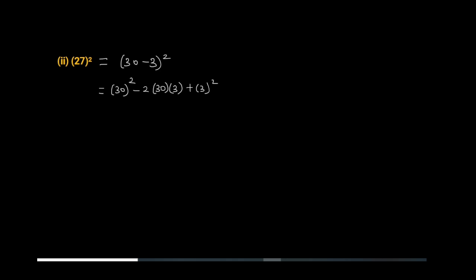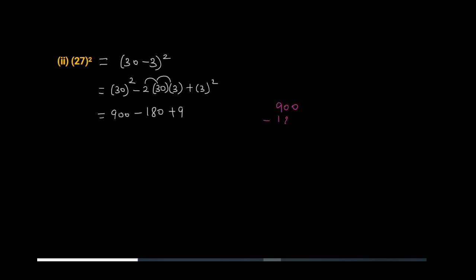Next question, 27 squared can be written as (30 minus 3) squared. So this is (a minus b) squared: 30 squared minus 2ab plus b squared. 30 squared is 900. Then 2 3s are 6, 6 3s are 18, so minus 180 plus 9. Now two terms are in subtraction and one term is in addition. Okay, you can perform like this.